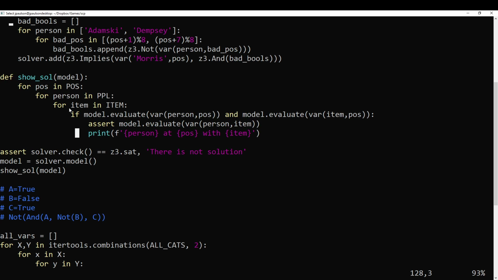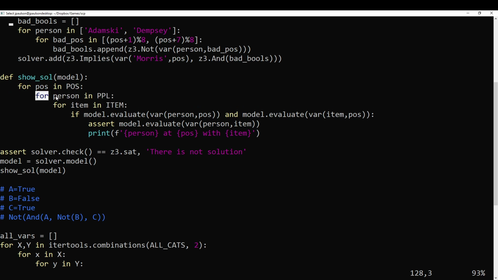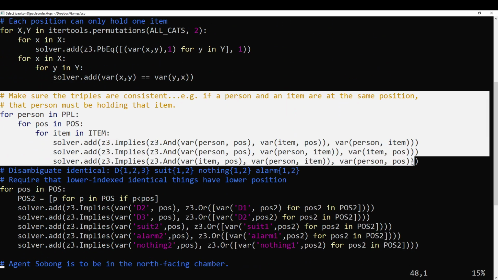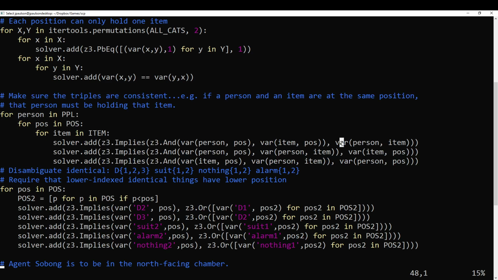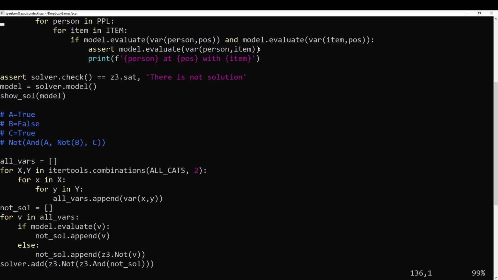Right, it wouldn't be that helpful to just print 192 variables. We can give more structured output. For each of the positions, we'll find the person and the item at that position. If the variable corresponding to the person being in that position is true, and the variable corresponding to the item being in that position is true, we can check that the person actually has the item. That should be true because of these conditions. If the person's position in the items is at the position, the person should have the item. So we'll double check that, and then print out that person, that position with the item.